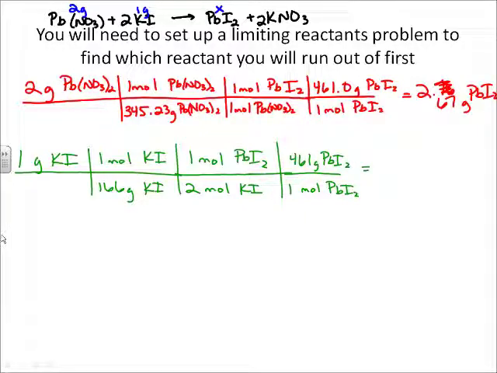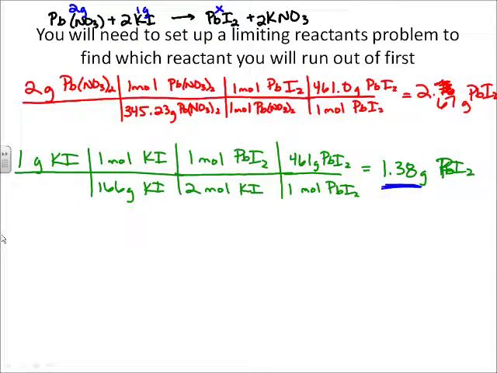So this here will tell us how much lead-2 iodide we can make from the potassium iodide we start with, and that's 1.38 grams of the potassium iodide. So it looks like we can produce less lead-2 iodide from the potassium iodide reaction here.